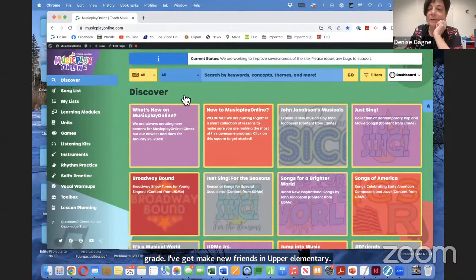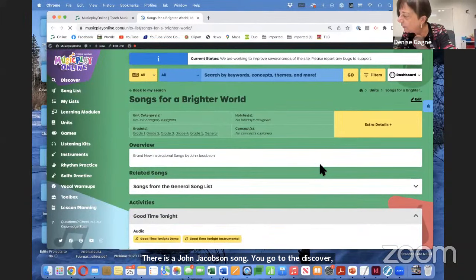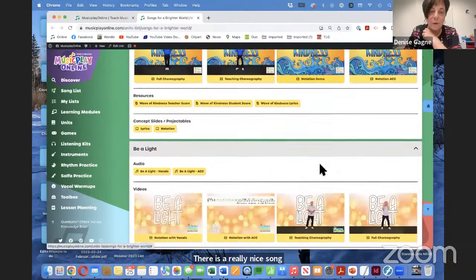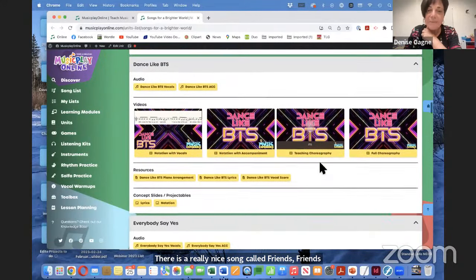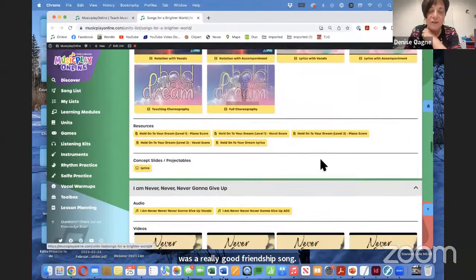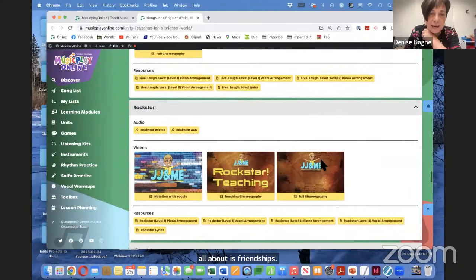If you go to the Discover and you go to Songs for a Brighter World, there is a really nice song called Friends, Friends Forever. I put it into grade four because I thought it was a really good friendship song. And to me, that's what Valentine's Day is all about, is friendships. So it's Friends, Friends Forever. I maybe have gone past it.